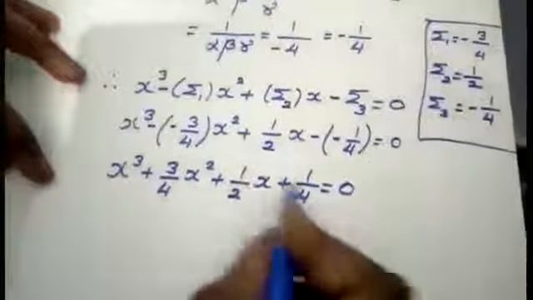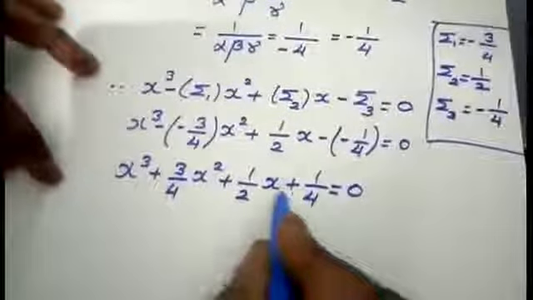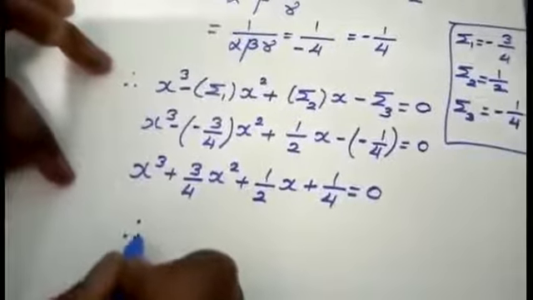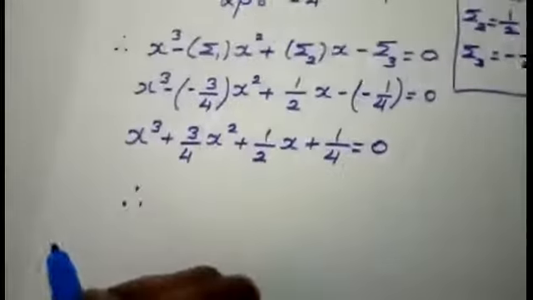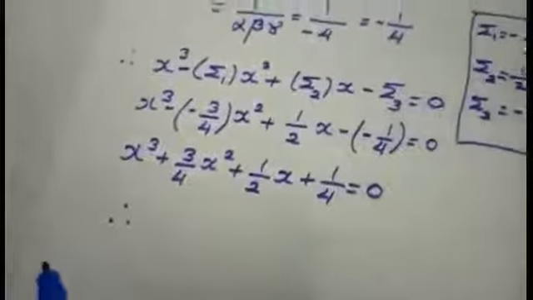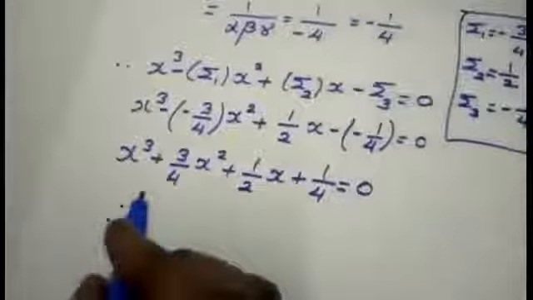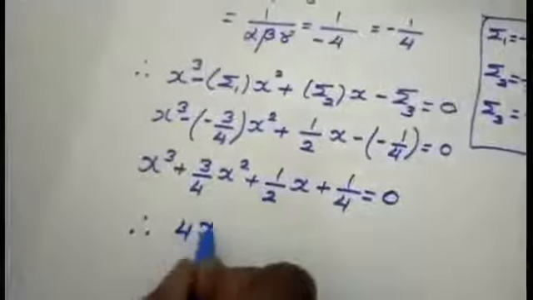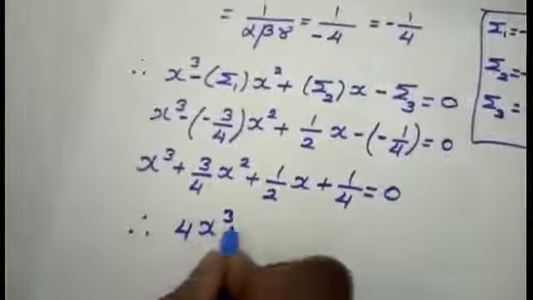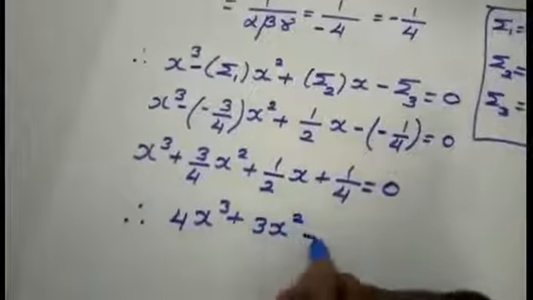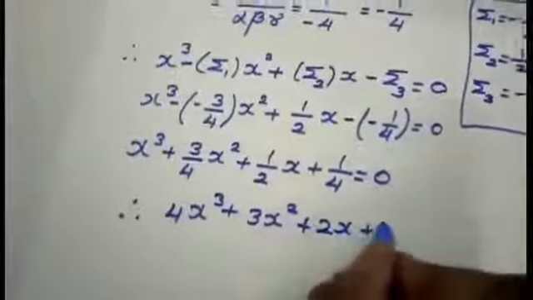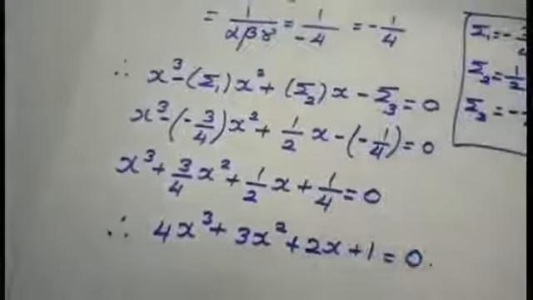You are going to do this calculation. You are going to make the denominator same, and I am going to write the final value, students. You are going to do the calculation and see. So the final answer will be, in this way, students, that is 4x cube plus 3x square plus 2x plus 1 equal to 0.